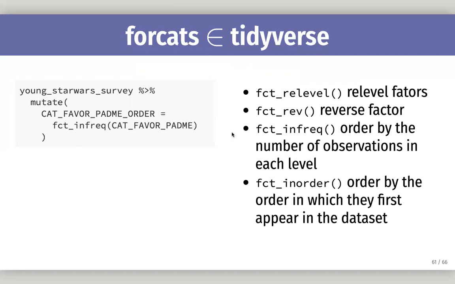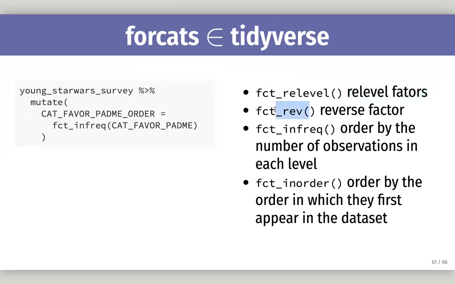And so when you want to do this, you can create a new variable that has the re-leveled factors, or if you're only using it for the plot, you could overwrite the previous variable as well and just re-level them. And so there's the fct_relevel function, which will re-level the factors based on a character vector of the levels that you would like it to be.